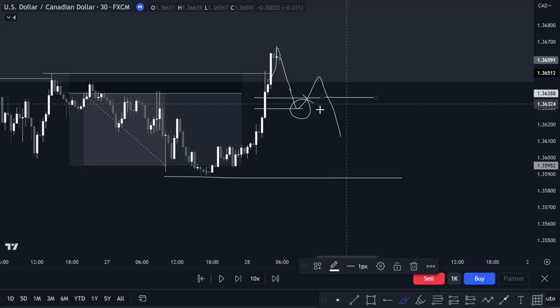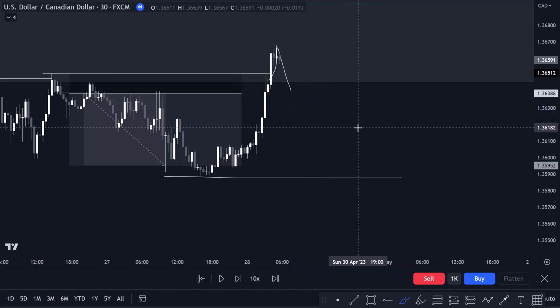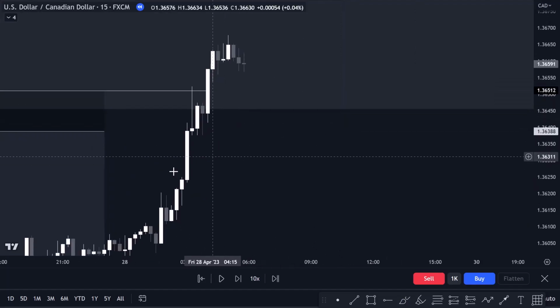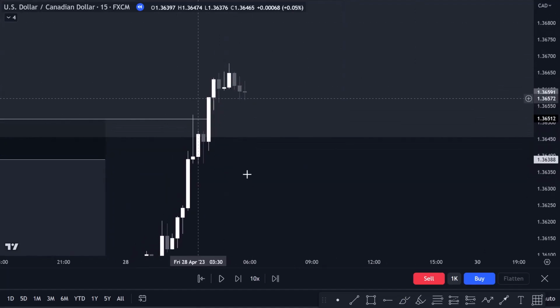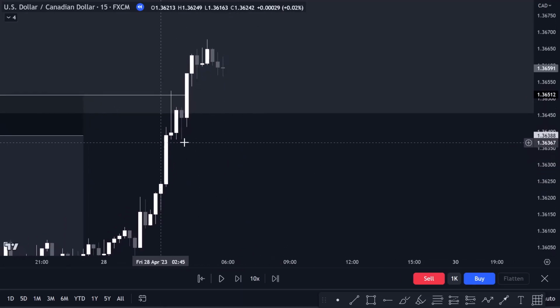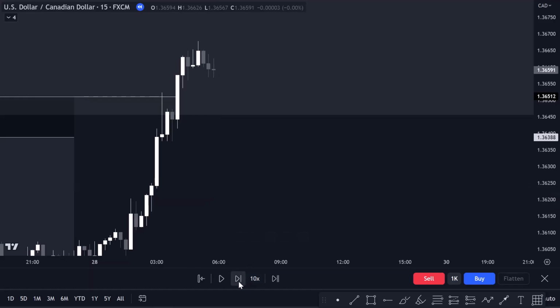If it goes below this point, I can sell from here. Let's see what happened. I'll go back to the 15 minutes. So I do have a fair value gap here and a fair value gap here. I don't see any valid point to take as a change of character. Even those points, I don't see them as a valid pullback.